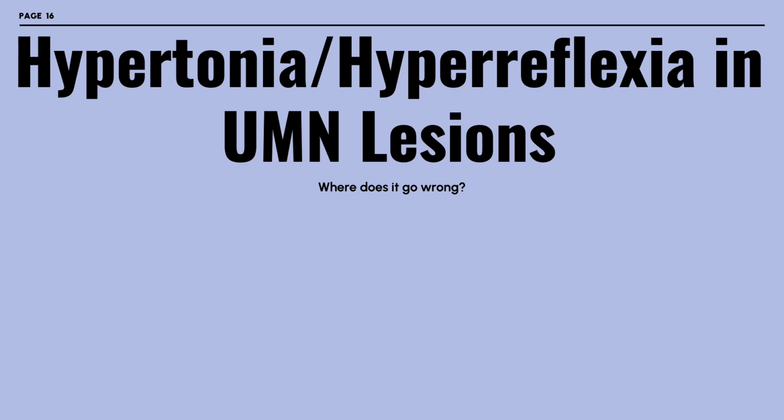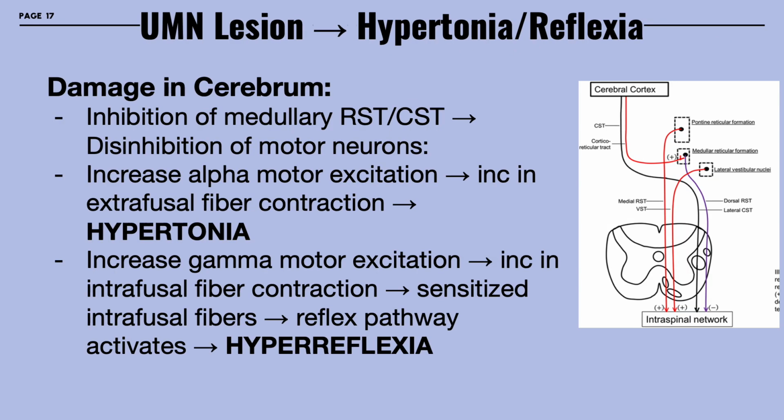So where does it all go wrong? Where does hypertonia come into play and hyperreflexia come into play? If there is damage in the cerebrum, there is inhibition of the reticulospinal tract and of the corticospinal tract, which causes a disinhibition, so excitation of motor neurons. So there's an increase in alpha motor excitation, which increases extrafusal fiber contraction, causing hypertonia.